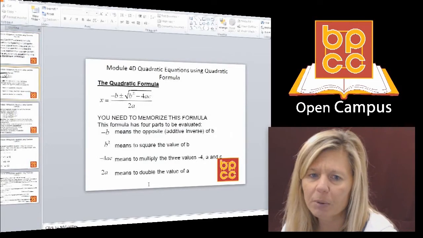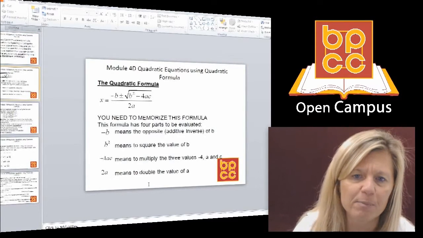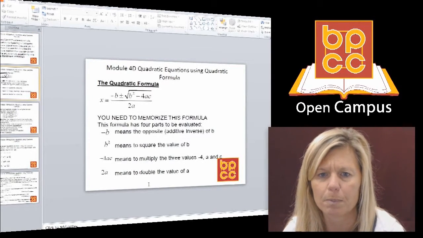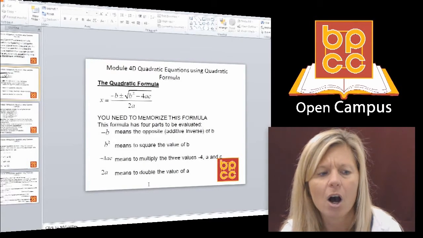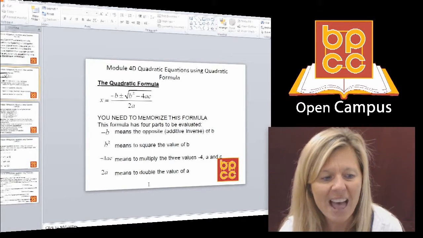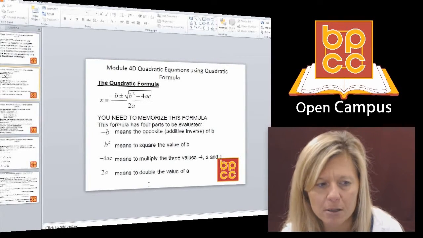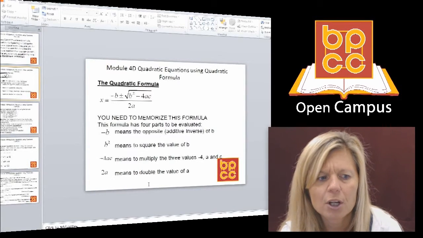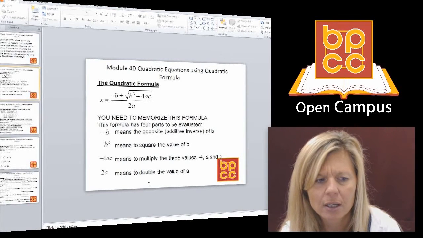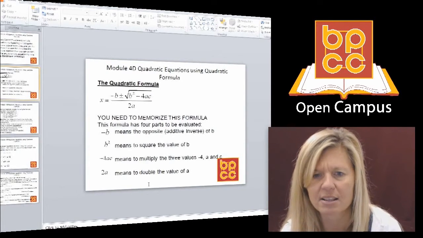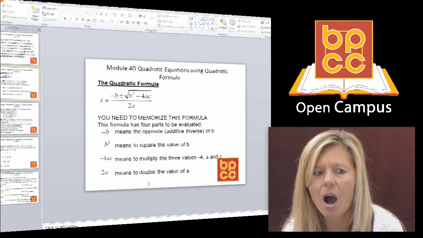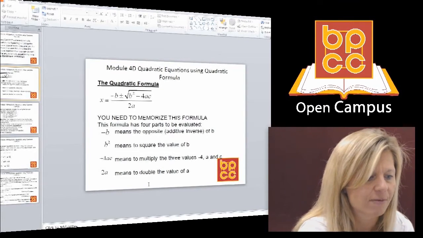The quadratic formula is x equals negative b plus or minus the square root of b squared minus 4ac, all divided by 2a. That is a formula. If you look at it, there are three variables, a, b, and c. You're going to put numbers in those spots, and then you're going to work the numbers. So the hardest part about using the formula to solve a quadratic equation is memorizing it. So I'm going to teach you an easy way to memorize that formula.